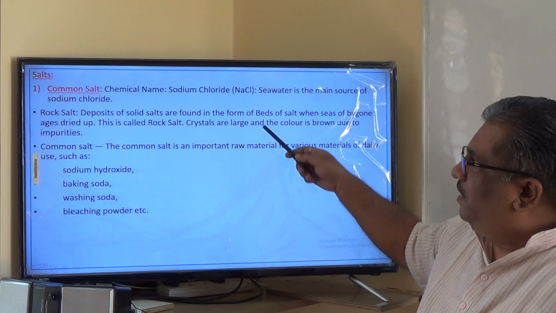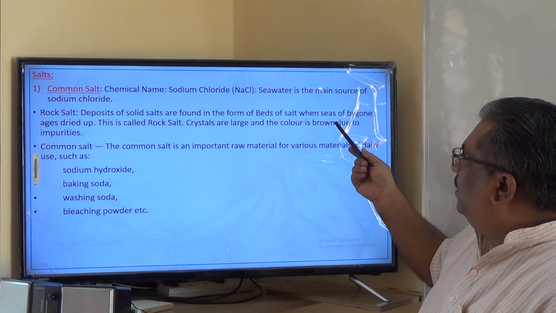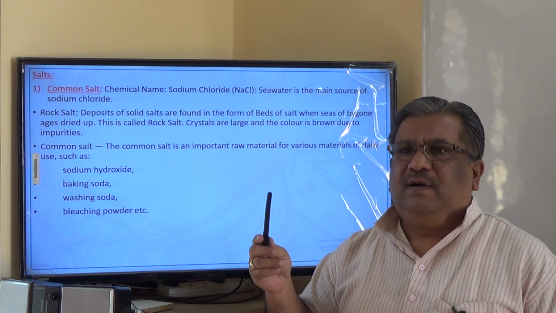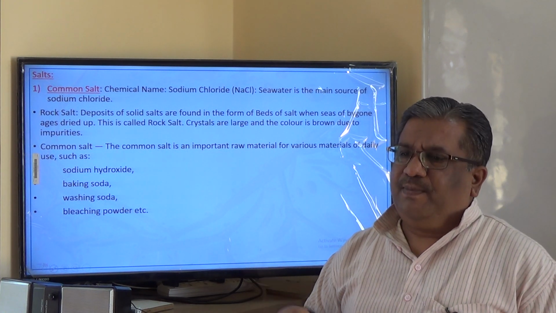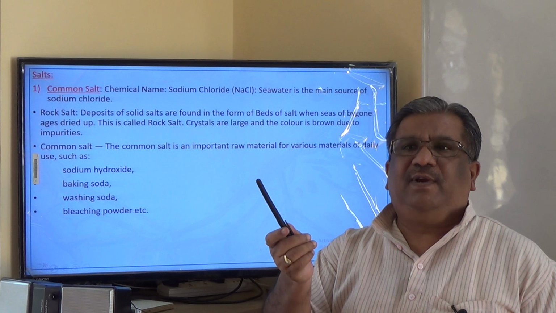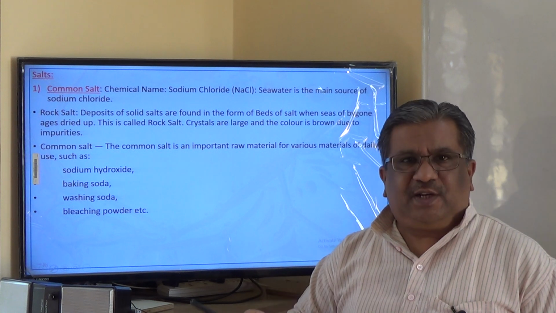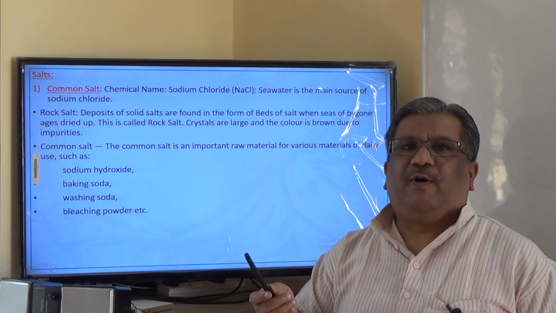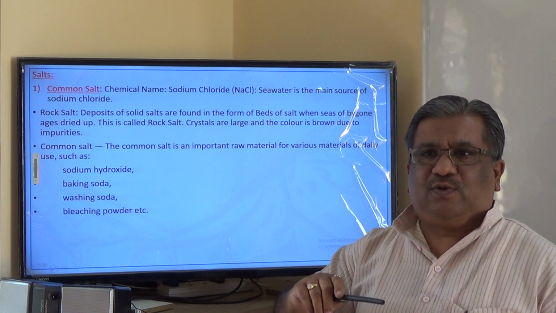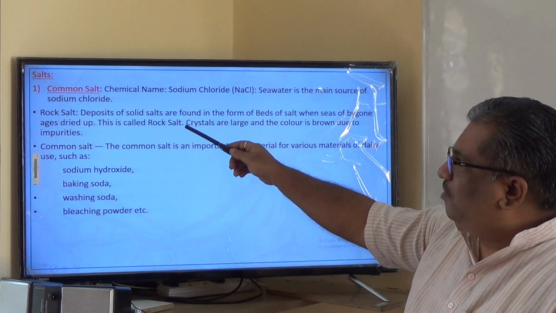Common salt, the details. Rock salt, very important, how it is obtained. See, oceans are very large in area. What is the difference between sea and ocean? Seas are small bodies comparatively, compared to the oceans. Both are salty water only, but oceans are very large in nature, and seas are smaller bodies compared to the oceans. So the drying up of the seas also leads to the beds of the sea getting converted into rock salt. You can note down that. And common salt's applications.